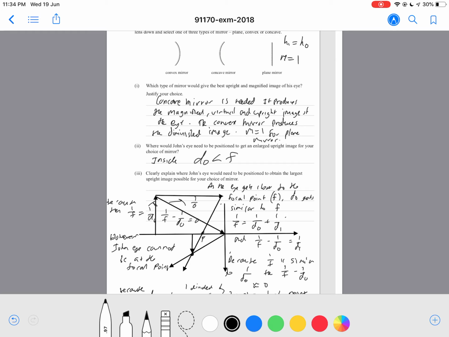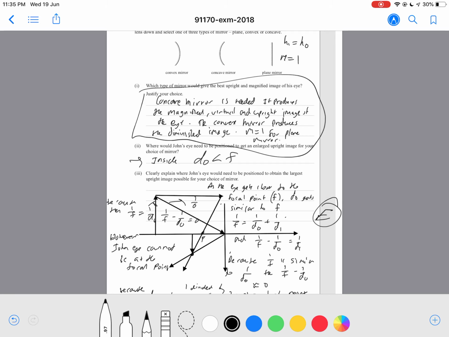So for this question, you can get an excellence grade. Getting an excellence grade means you're justifying your choice correctly. So you're justifying your concave mirror over your convex mirror and your plane mirror. You're saying that the eye must be inside the focal point, and you're giving the physics theory behind it with the equations. All three of these points will get you an excellence grade overall.